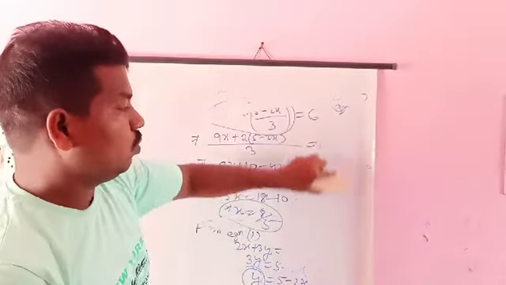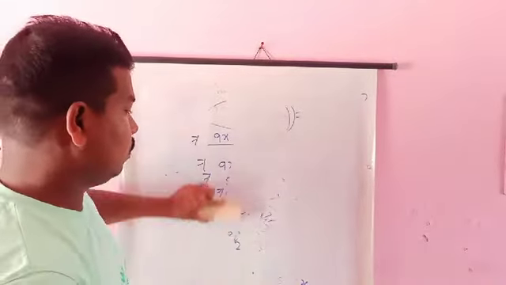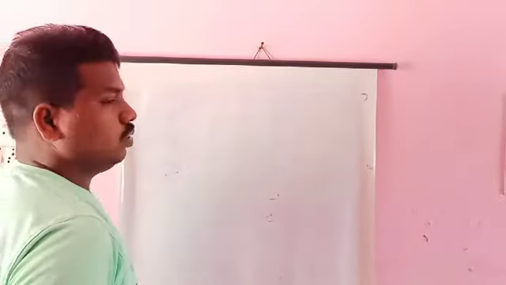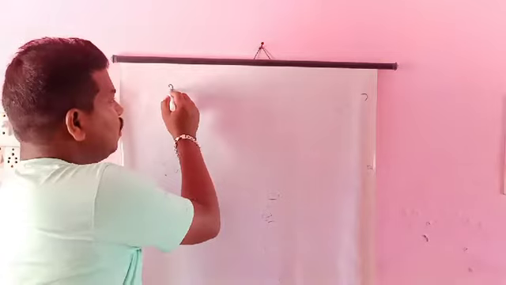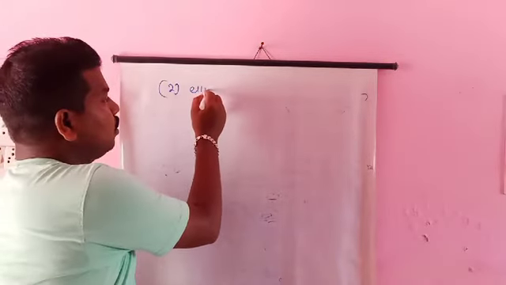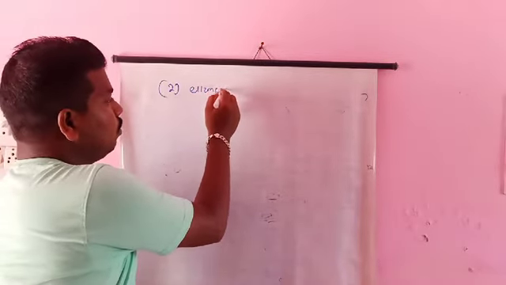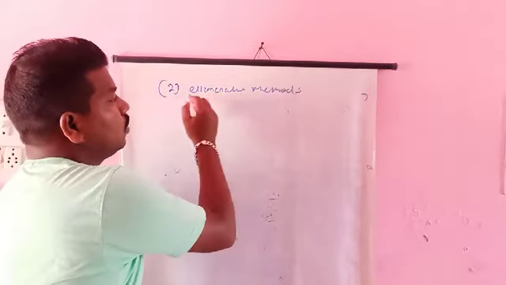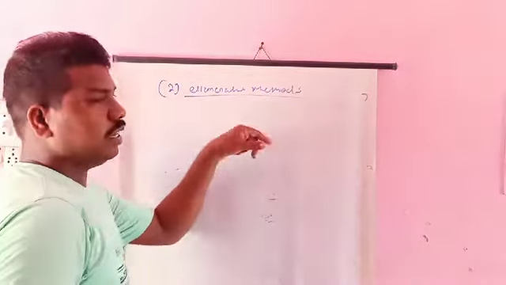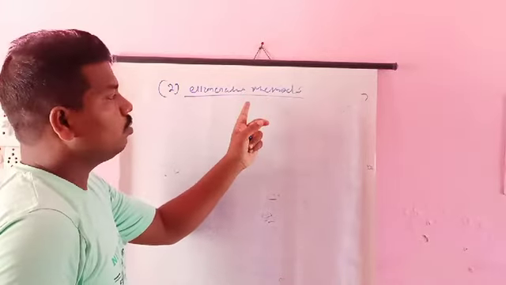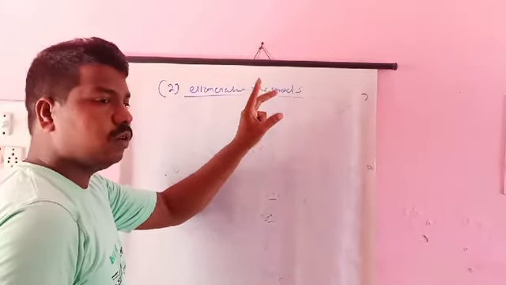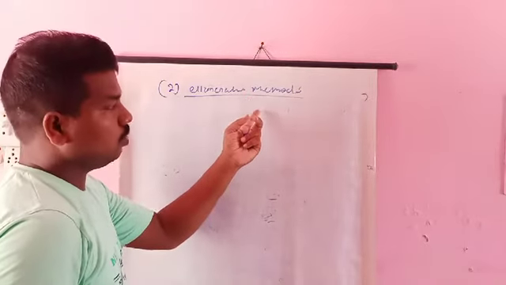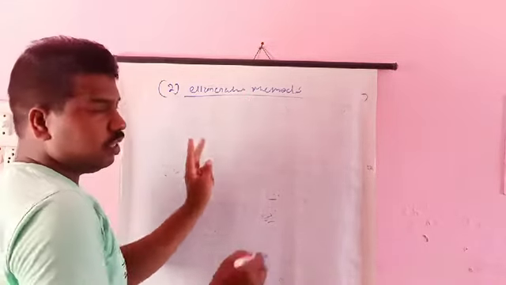Then we go to the second method. Second is the elimination method. How to solve the pair of linear equations problem in the elimination method. Elimination method is very easy. Elimination method means we have to eliminate either one variable x or y from two equations. That is, we have to cancel by adding, subtracting or multiplying.